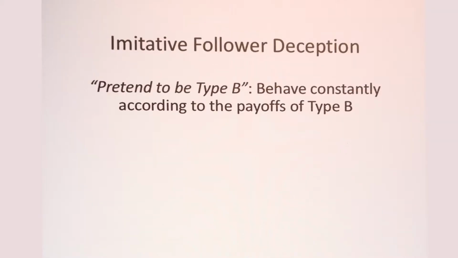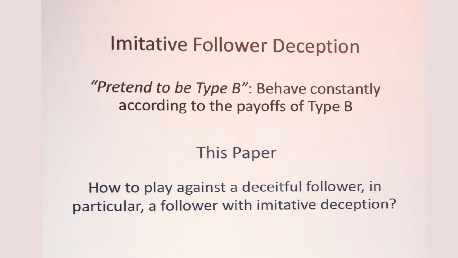So in this paper, we call this kind of deceptive follower behavior imitative follower deception, where a follower behaves constantly according to the payoffs of a different follower type. So this is perhaps one of the simplest forms of deception, and it can be implemented very easily in practice. And in this paper, we aim at answering the question of how to play against such imitative follower deception.